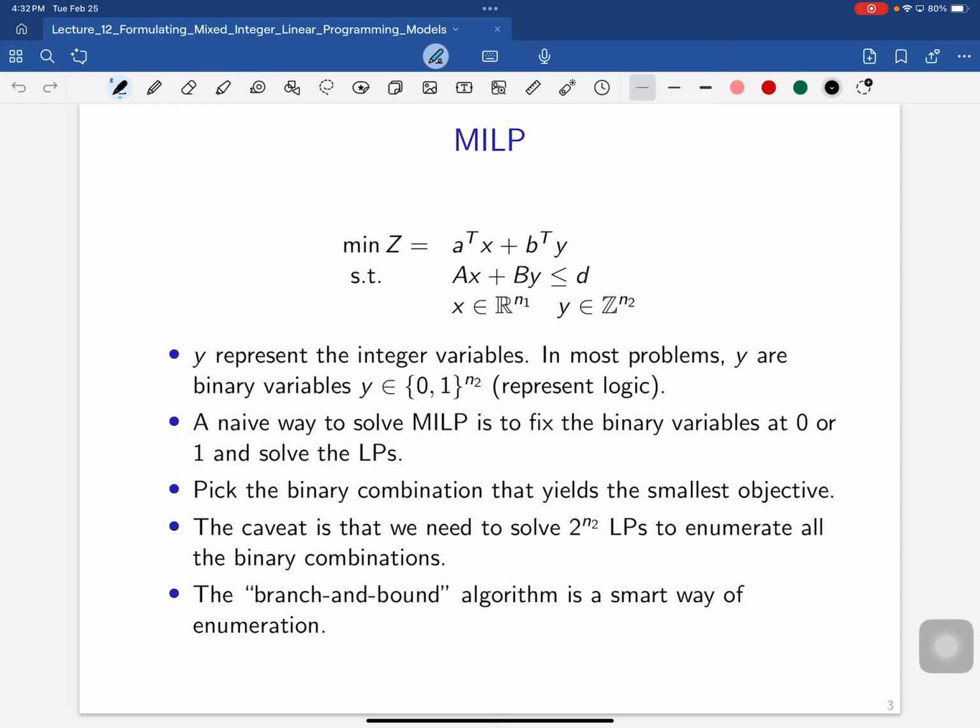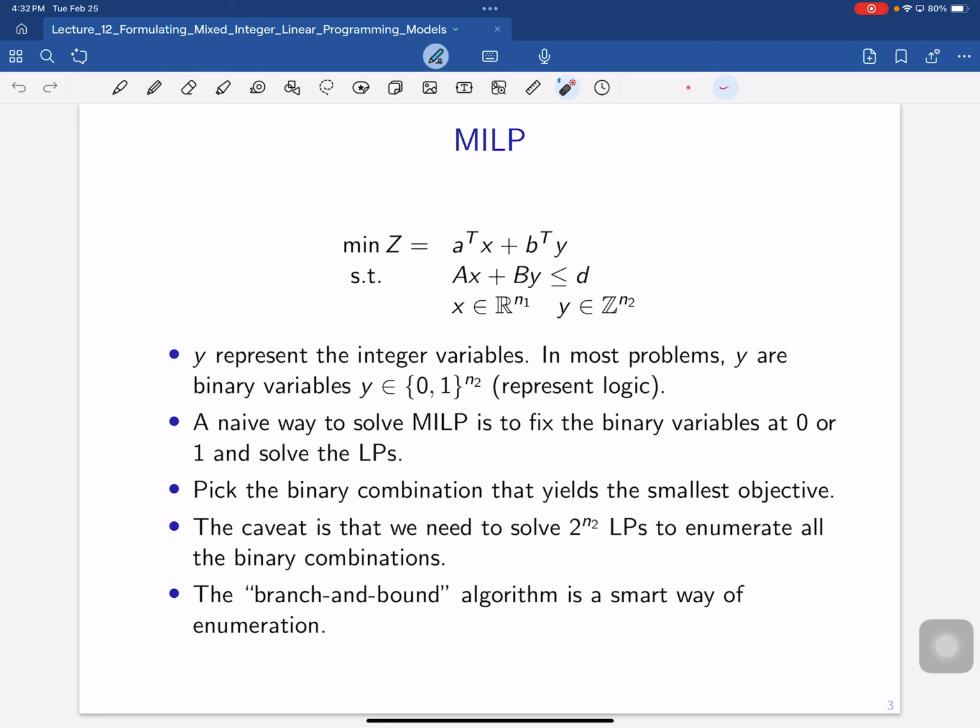Yeah, so recall this is a problem formulation we are dealing with. We have linear objective, linear constraints. Some of the variables are continuous, some of the variables are integer. In this class, we will just assume all the integer variables are 0, 1 variables for the reason I talked about in the last lecture, because most of the integer variables are used to represent logic decisions, either 0 or 1.